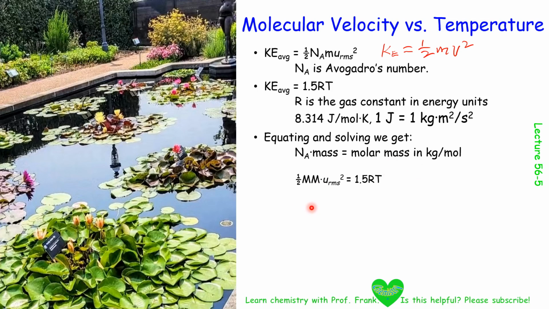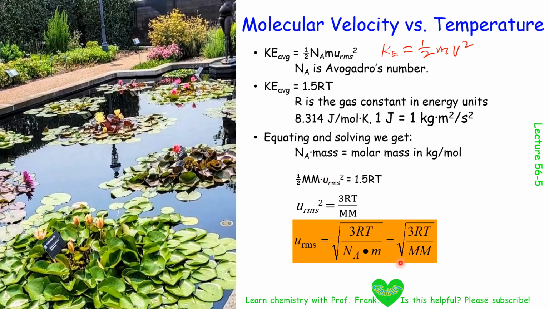If that's the case, then 1/2 times molar mass times the root mean square velocity squared equals 1.5 RT. So basically, this part equals this part. That's basically what it says right here. And then we can have this equation. We move 1/2 of the molar mass over to the other side. So then finally, we have a new equation, the square root of 3 times RT over molar mass.